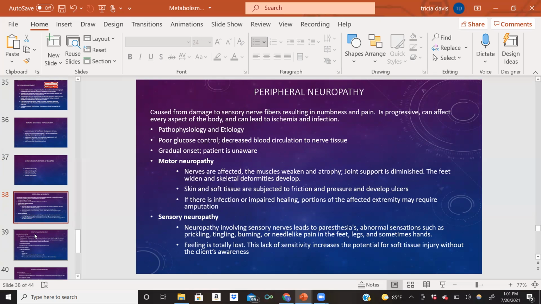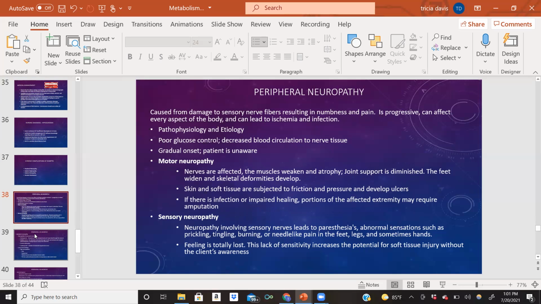Peripheral neuropathy is caused from damage to the sensory nerve fibers in our patients that have diabetes, and it causes numbness and tingling or pain, or a combination of all three. It is a very progressive disease, and it can affect every aspect of the body, and it can eventually lead to ischemia and an increased risk of infection.